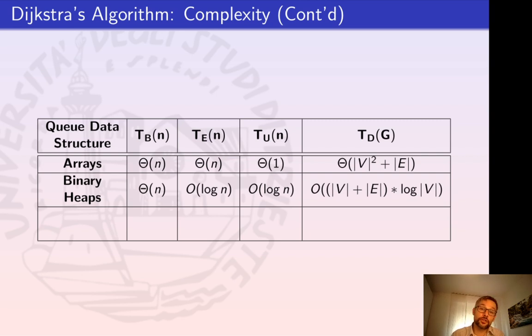It is worse in the case of a dense graph. So if you have a dense graph, the best choice is to use the arrays. However, if you are dealing with a sparse graph, so the number of edges is not that important with respect to the square of the number of nodes, this is a pretty good solution.